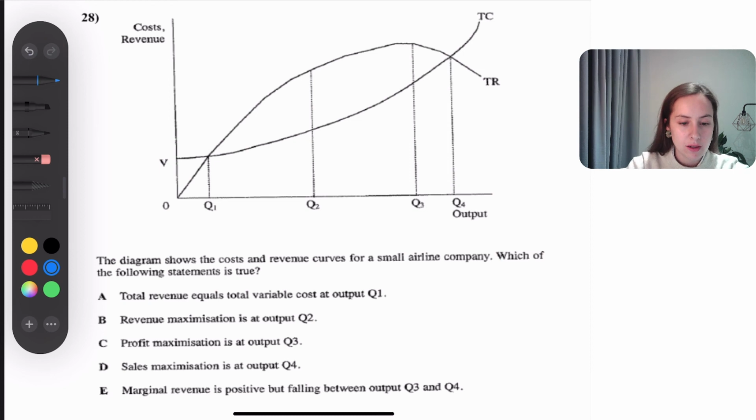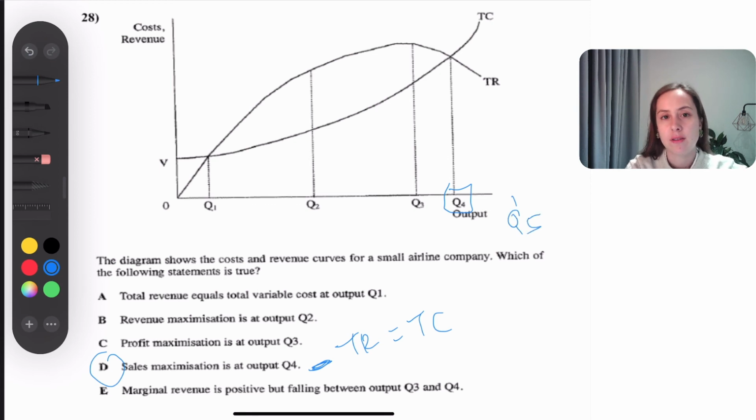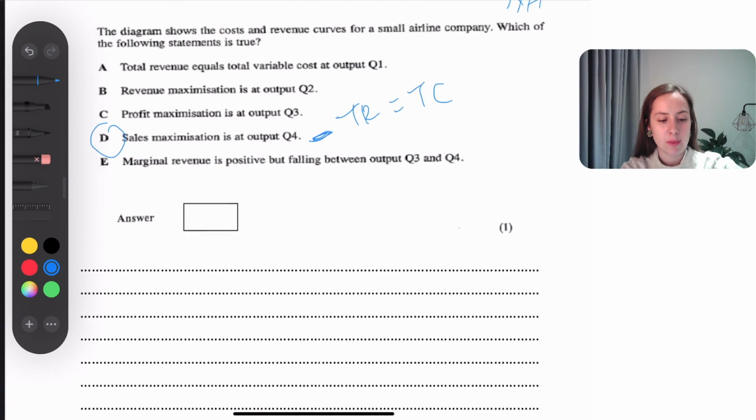Okay, so this one is D. Sales maximization: remember, we're selling the most units you can without making a loss. So you need your revenue to equal your costs. You could try and sell Q5, but you'd make a loss, so that wouldn't be sales max. And then you can try Q3, but you're not making the most quantity. You could have made Q4. So that's why it's sales maximizing there.